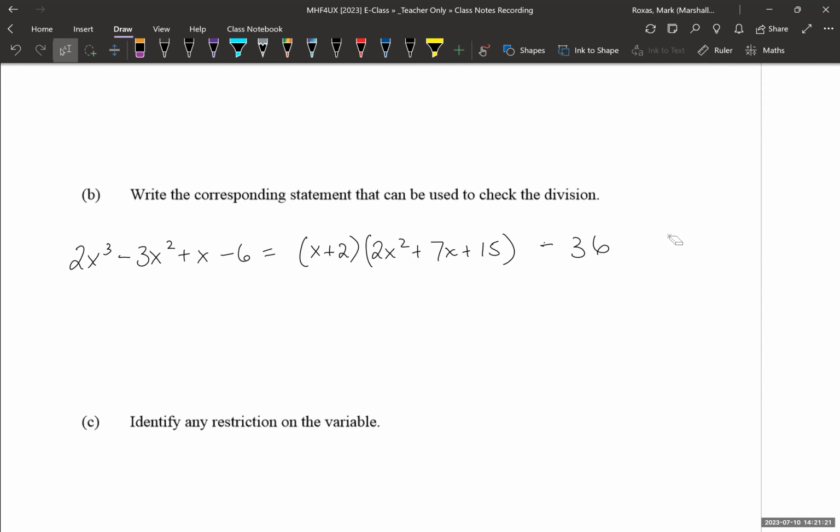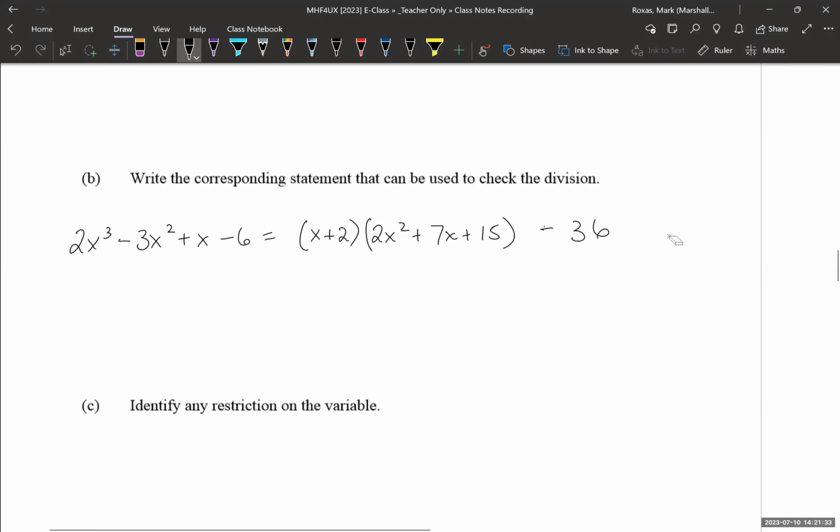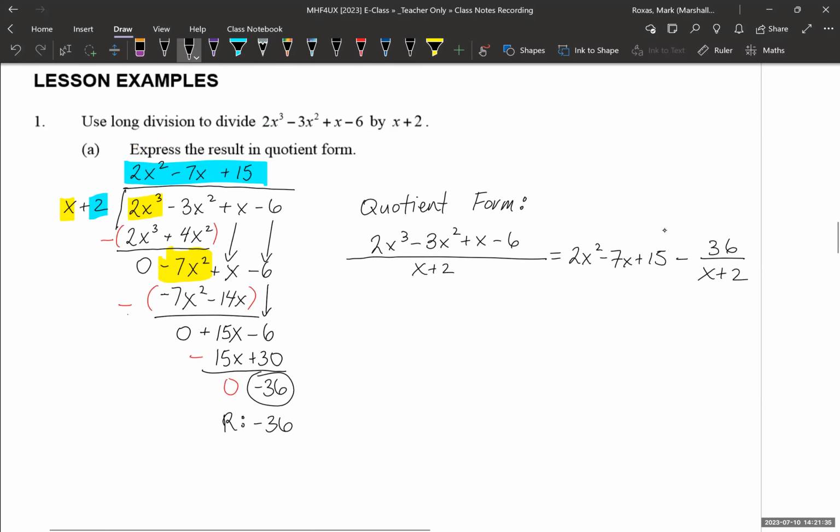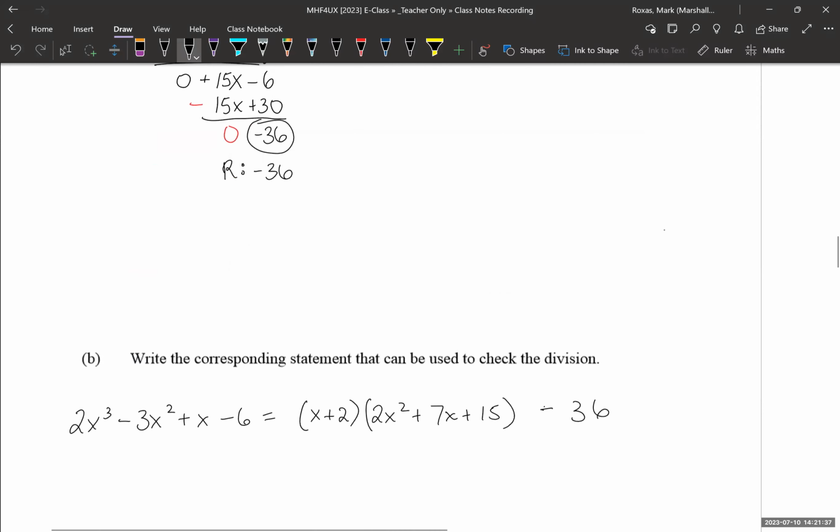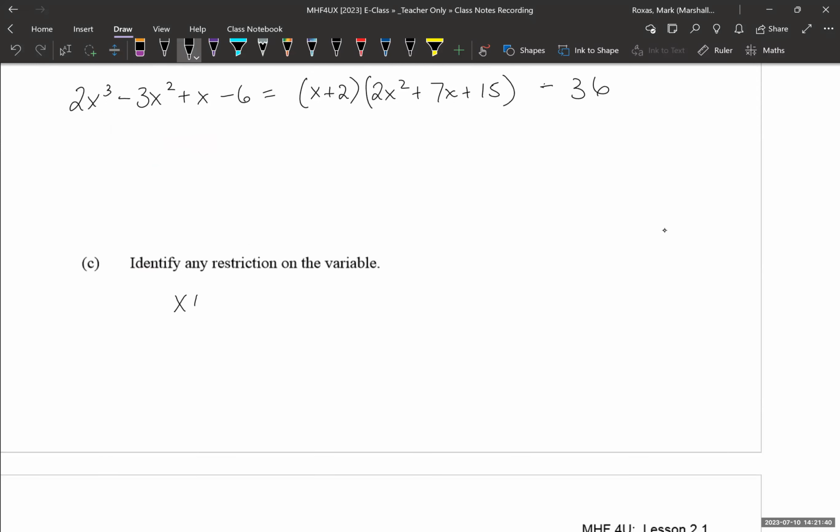Okay, and then we can identify restrictions. Because we are dealing with division of polynomials, we have to be aware of what our restrictions are. And those restrictions come from any denominators that we see, and the denominator that we see here is x plus 2. So x plus 2 cannot be equal to 0. Therefore, x is not equal to negative 2. Okay, so that's one example. Let's have a look at some more.